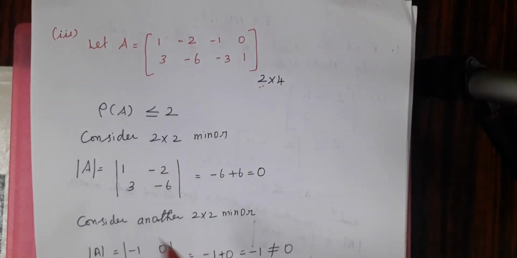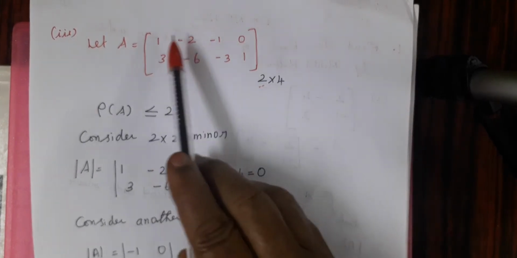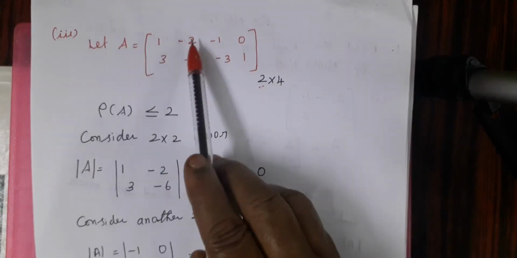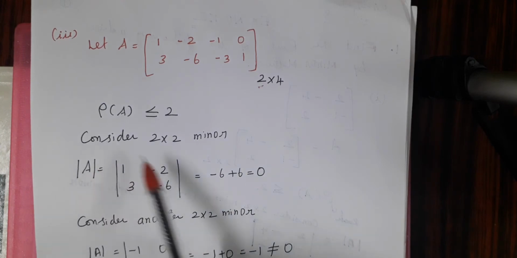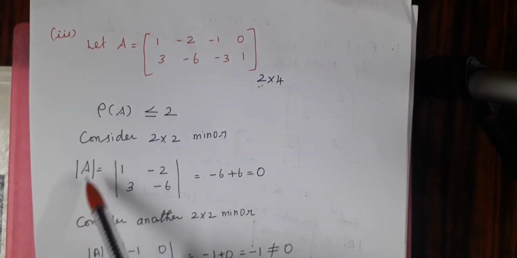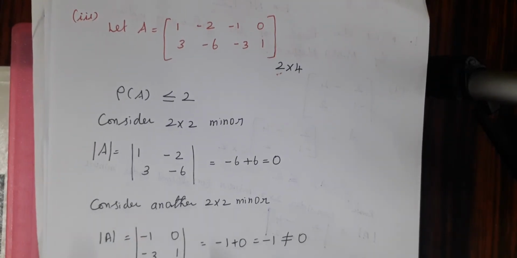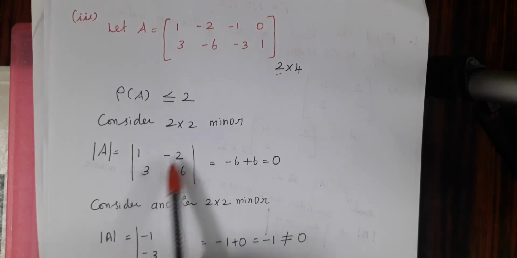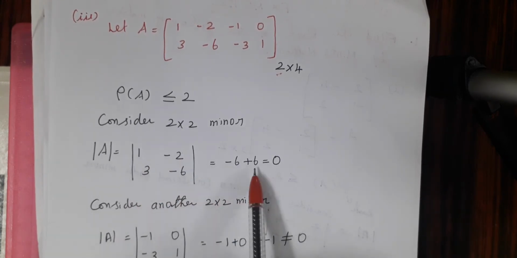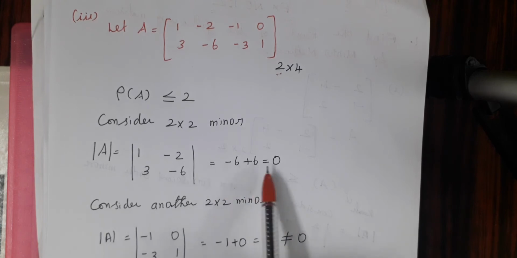Now among the question, take a 2 by 2 minor. You take any one of the 2 by 2 minors: 1, minus 2, 3, minus 6. I take this as the first 2 by 2 minor and find its determinant. So determinant of A equal to 1, minus 2, 3, minus 6. Downward minus upward. What is the downward? 1 times 6 is minus 6. 3 times 2 is 6, with the existing minus, minus of plus 6. So minus 6 plus 6 equal to 0.